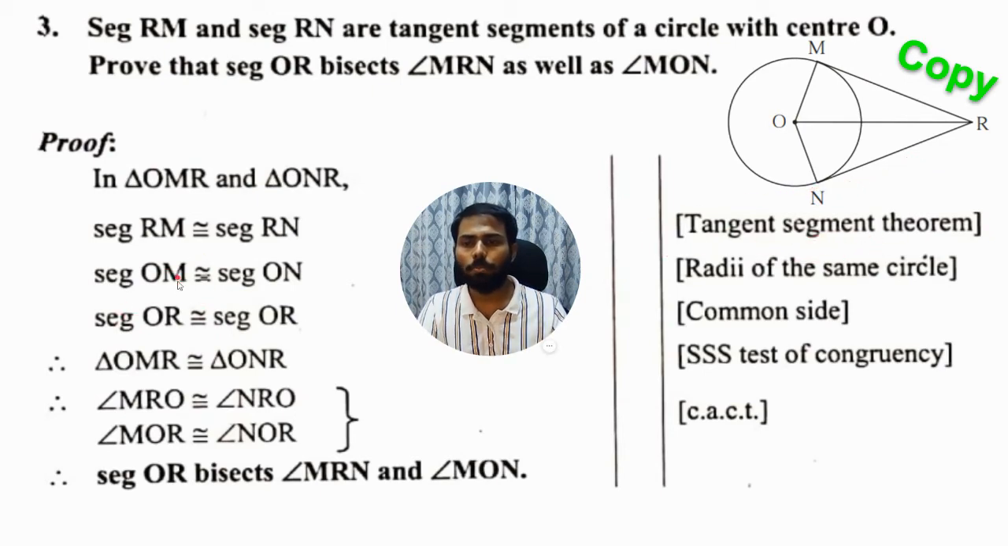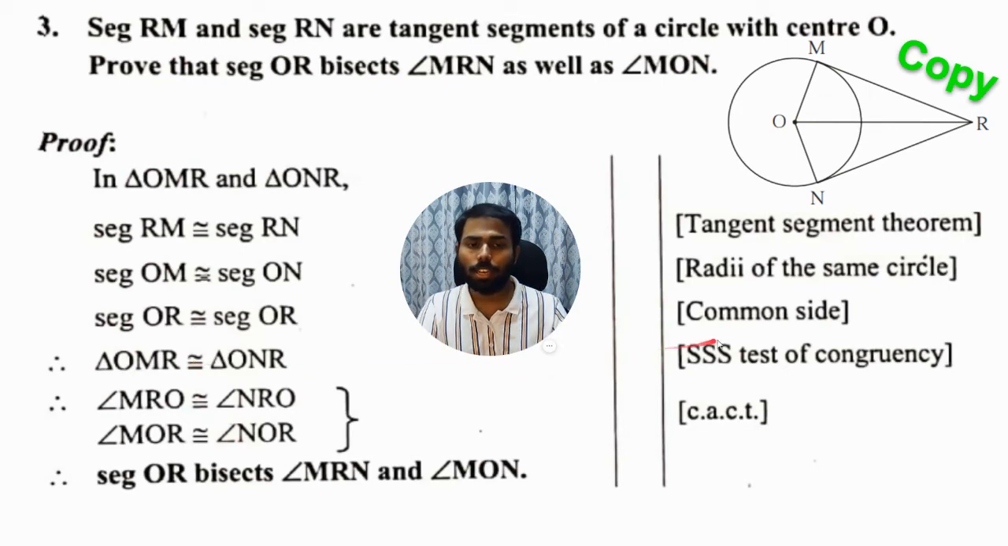फिर segment OM congruent to ON. OM यहाँ पे है, ON यहाँ पे है, दोनों radii of the same circle है, so reason will be radii of the same circle. Radius हमेशा same होता है. Next, segment OR congruent to segment OR. So OR यहाँ पे बीच में है, वो common side है, so reason will be common side. So all three sides are equal. When all three sides are equal, you say that the two triangles are congruent.